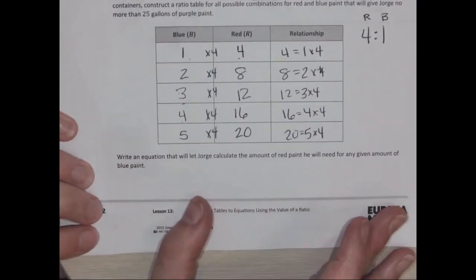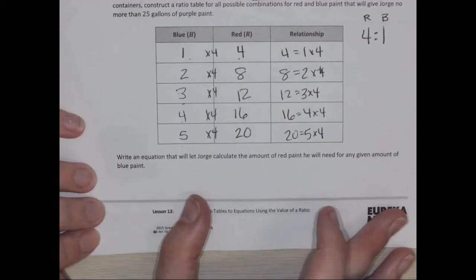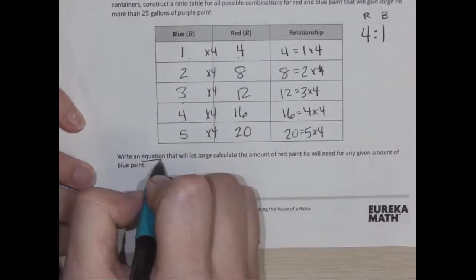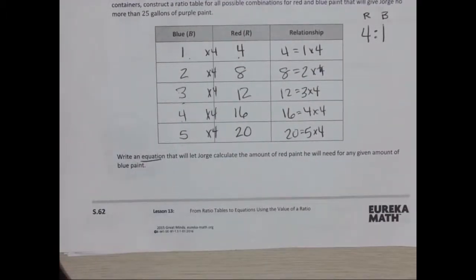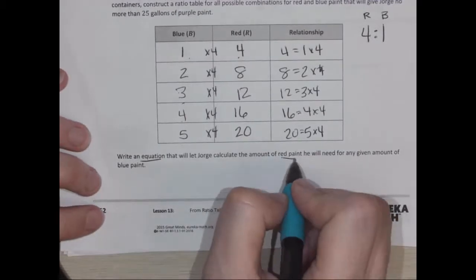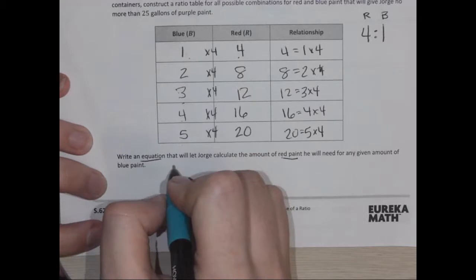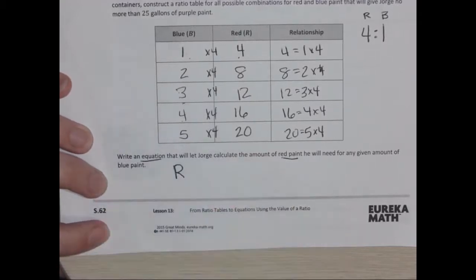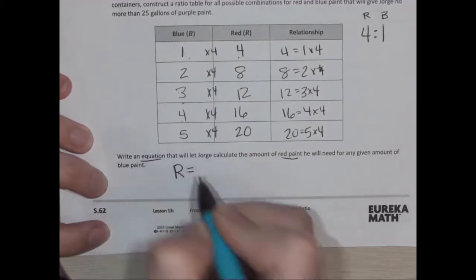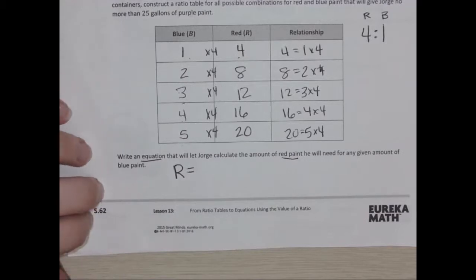Okay, here's the new part. We're going to write an equation that will let Jorge calculate the amount of red paint he will need for any given amount of blue paint. We need to calculate red paint. I want to know how much red paint Jorge needs. So we write our equation by starting with red paint. Red paint equals how much, right? That's what we want to know.